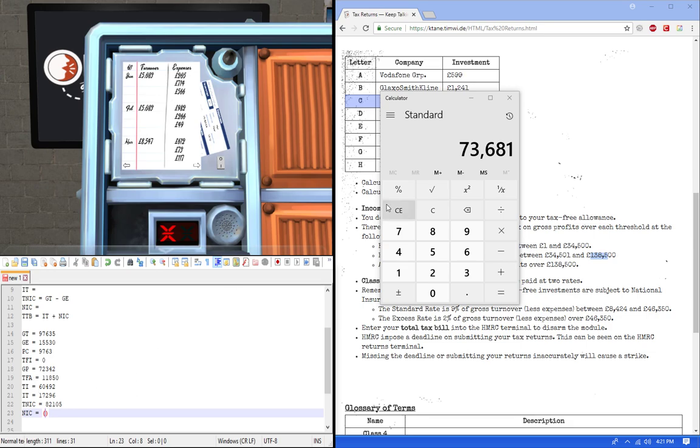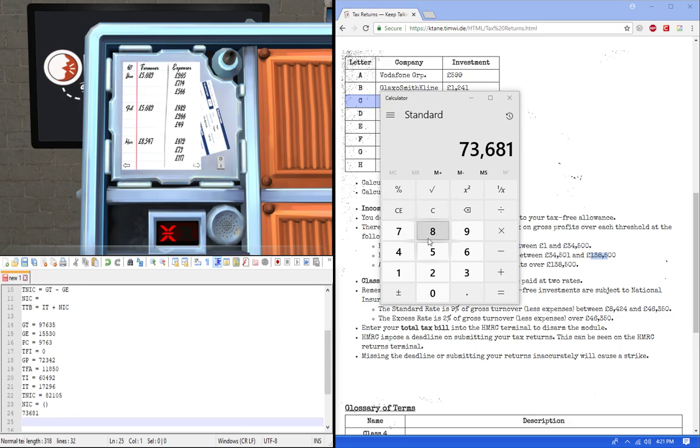So let me just copy this number. So 73,681. Take our 46,350 minus our 8,424, times it by 0.09, which is our 9% value, and it's 3413. So 3413.